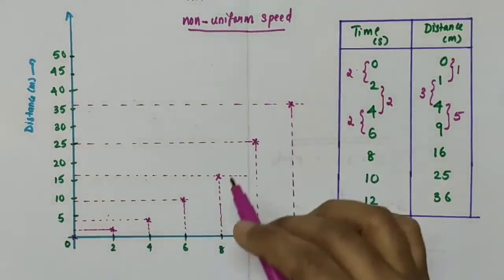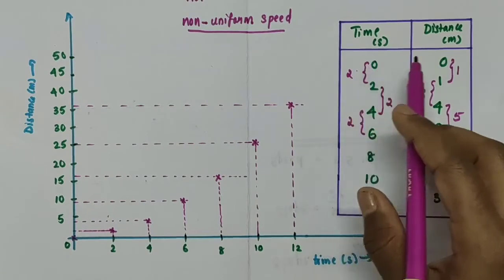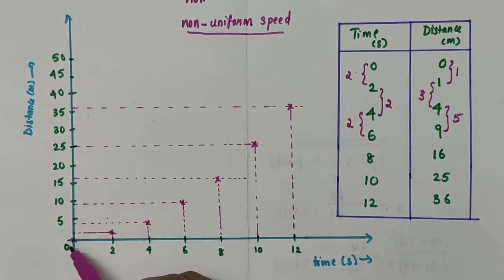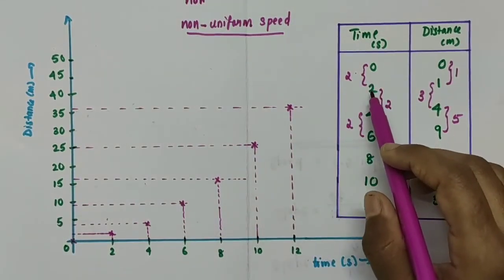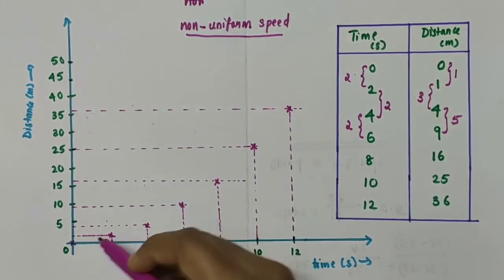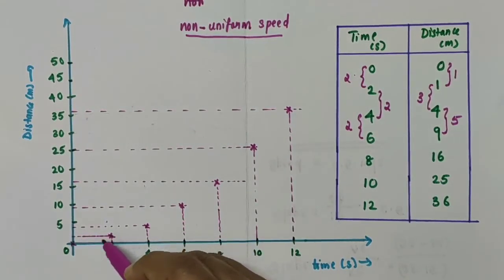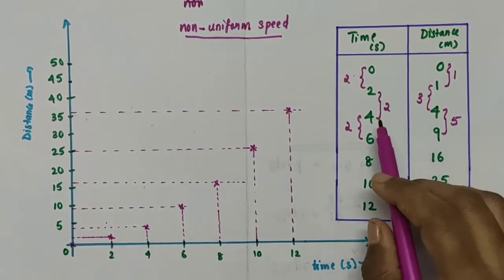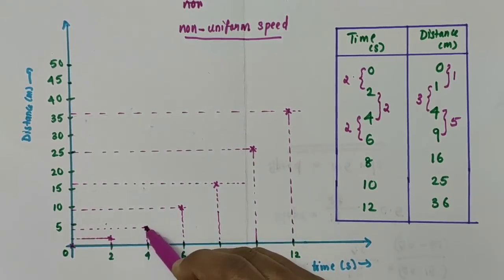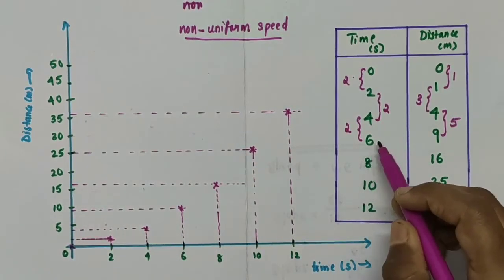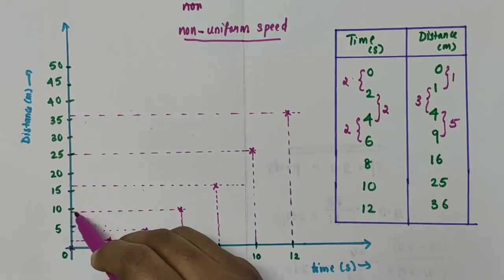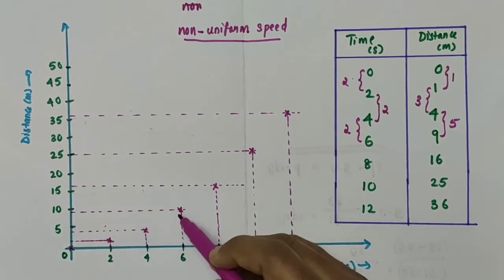I just marked the points here. You see when it is 0 seconds, the distance travelled is 0 meters. So the point 0, 0 will be here at the origin. Next, when the time is 2 seconds, the corresponding distance travelled is 1 meter, so you will get a point somewhere here. Then 4 seconds, 4 meters will be somewhere here, so you get a point here. Similarly 6 seconds, 9 meters, so 9 will be somewhere here, and you get the corresponding point here.